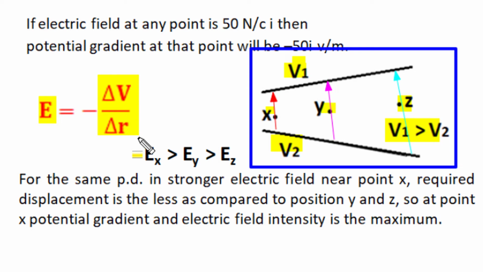So X got highest potential gradient or magnitude of electric field, and Z got least potential gradient as this displacement is maximum for the same potential difference. So at Z, least potential gradient means least electric field intensity. So at these three positions X got highest electric field, Y got intermediate magnitude of electric field intensity, and Z got least electric field, and electric field is directed against these arrow positions. These arrows are the direction of potential gradient, meaning the direction of positive change in potential, and electric field intensity is just the negation of it and is directed opposite to these arrows, from high potential V1 to low potential V2.